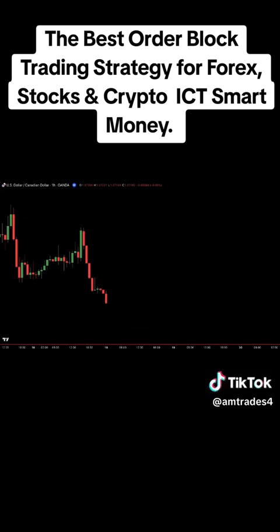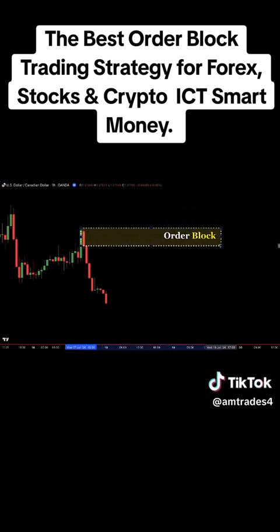This is the US dollar, Canadian dollar on the hourly chart. As you can see, the market is trending lower, forming a series of lower lows and lower highs. Here, we've identified a clear order block. Now, let me ask you a question. Why do we call this an order block and not just a supply zone?